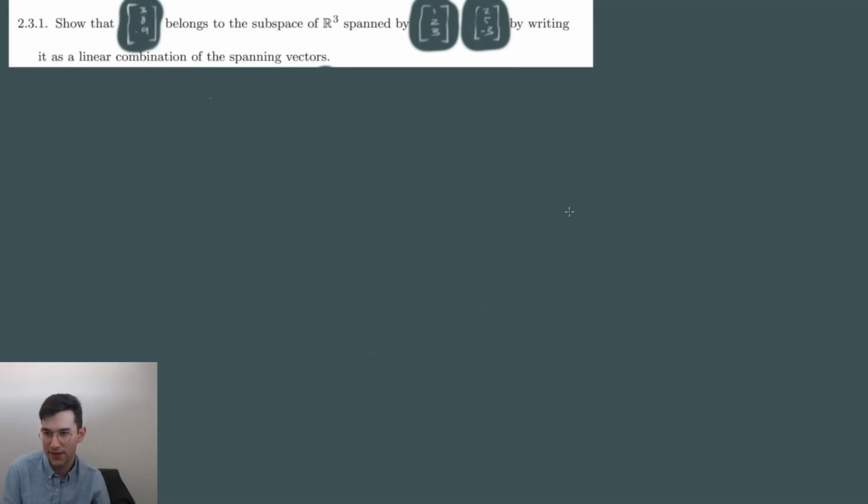Okay, let's do this. So that 3, 8, -9 belongs to the subspace R3 spanned by 1, 2, 3, and 2, 5, -3 by writing it as a linear combination of the spanning vectors.